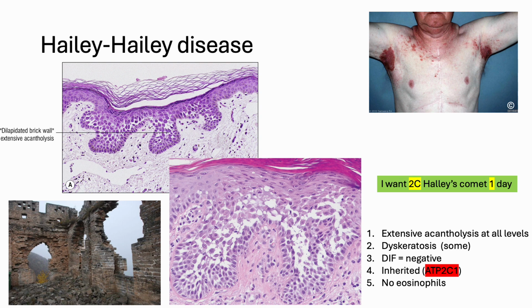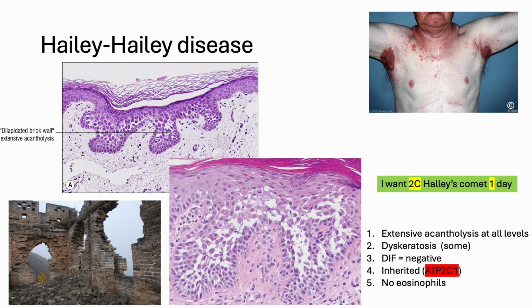The next disorder is Hailey-Hailey disease. It has another name, familial benign pemphigus. It is rare, and it was first identified by two brothers, both with the last name Hailey. So that is why it has the name Hailey-Hailey disease. As the name implies, it is benign but familial, and the clinical presentation is like a pemphigus.